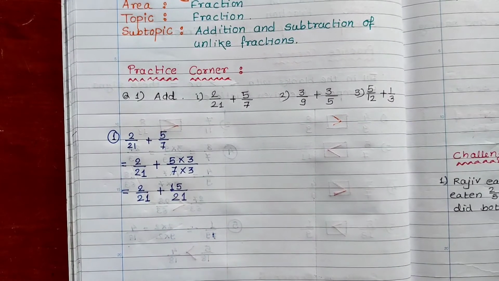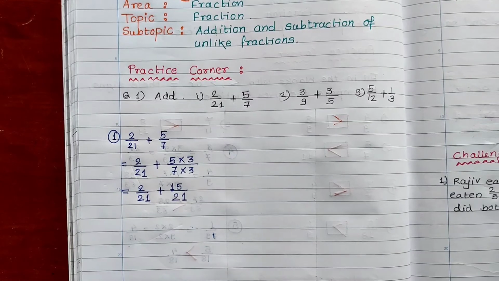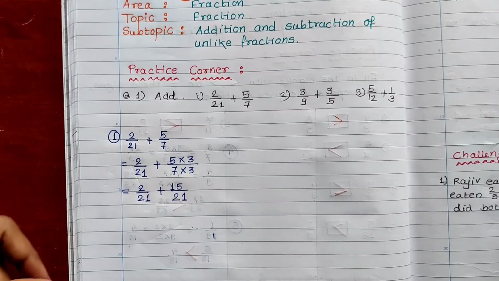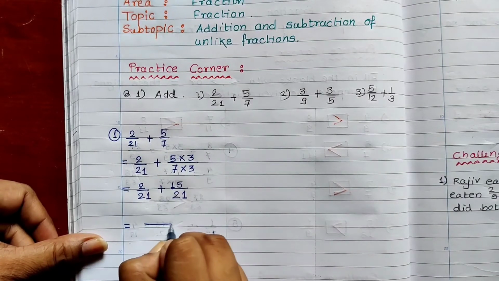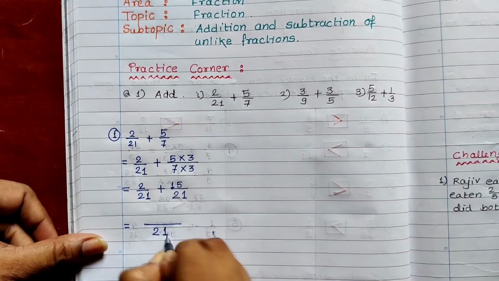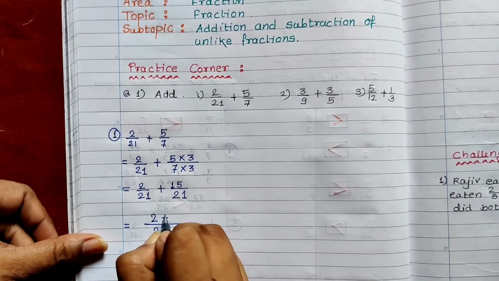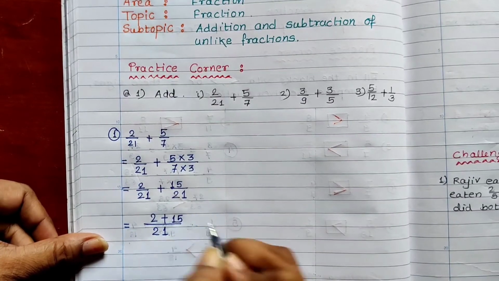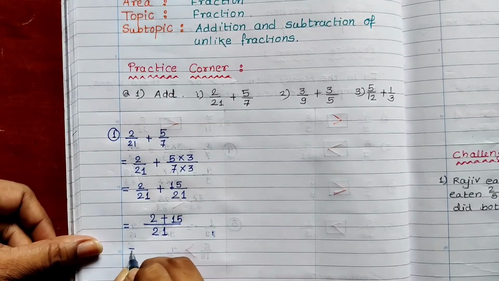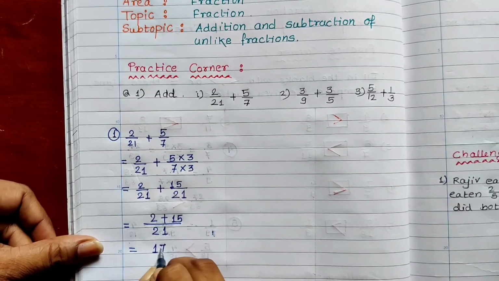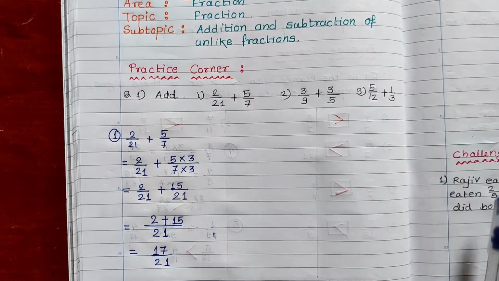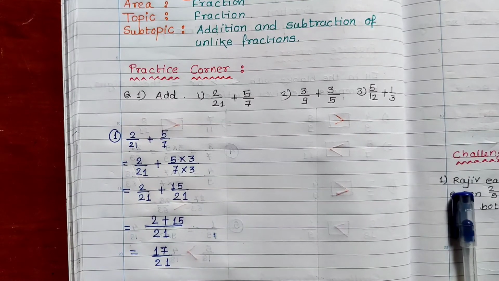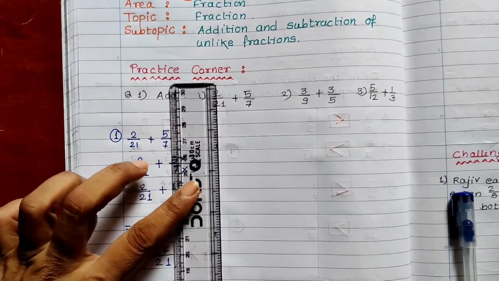They are having equal denominators, and when the denominators are equal, it is easy to add. How to add? We can write the denominator one time, 21, and we have to add the numerators, 2 plus 15. So what is the answer? 2 plus 15? 17 upon 21. In this way we can solve these sums by making the equal denominator. This is also known as equalizing denominators.